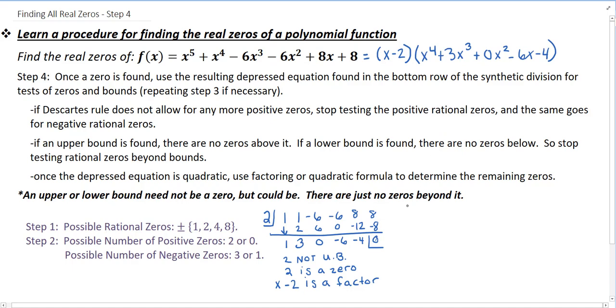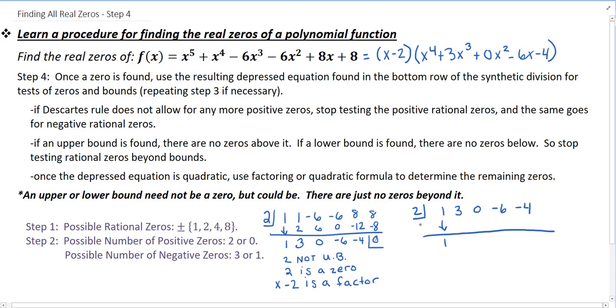So now, when we continue on with our synthetic division, we're going to be doing it on that depressed equation. So the coefficients we use are no longer going to be our f of x coefficients. They're going to be 1, 3, 0, -6, and -4. And actually, because 2 was a 0, we need to repeat test with that 2 because it could be a repeated 0. We don't know. So we have to continue on with the test. And so now we're going to go ahead and perform that synthetic division one more time.